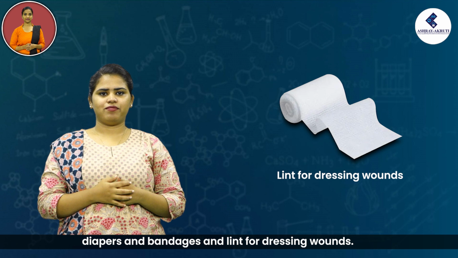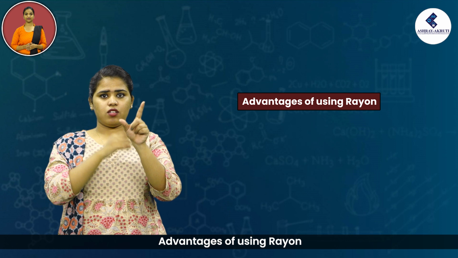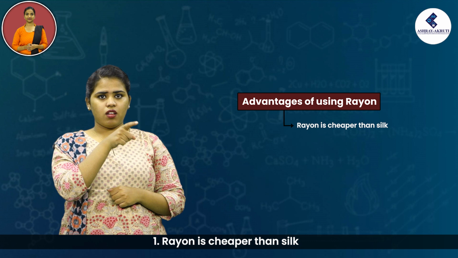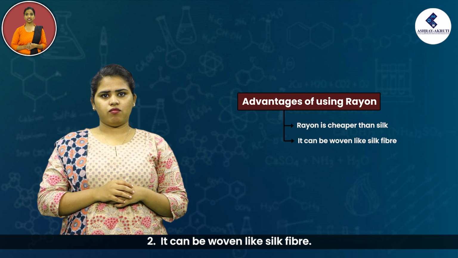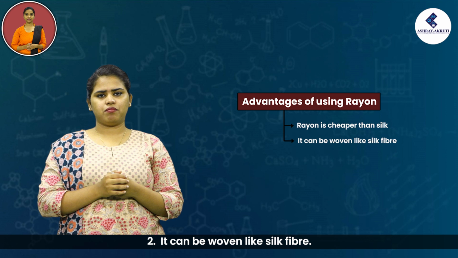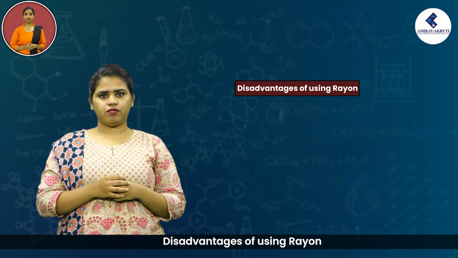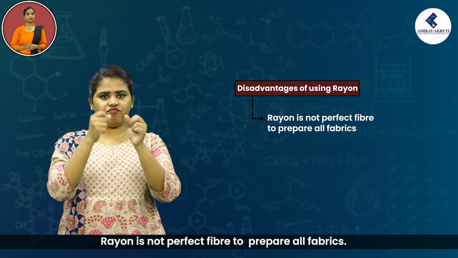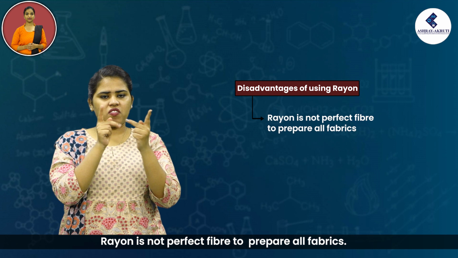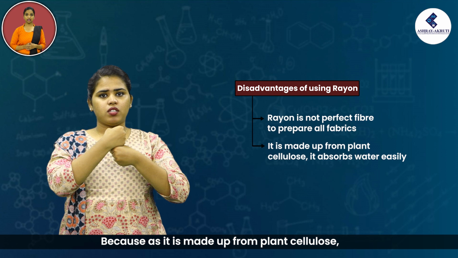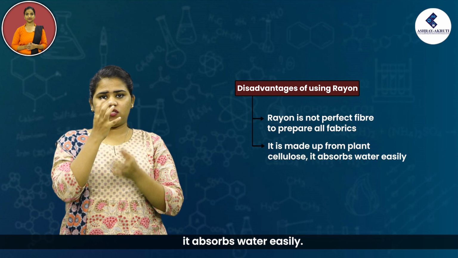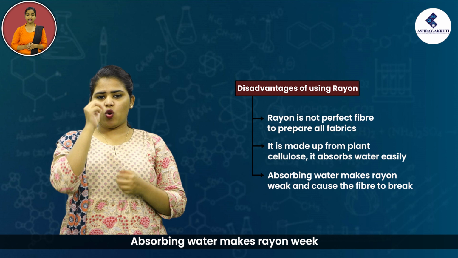Advantages of using rayon. Rayon is cheaper than silk. It can be woven like silk fiber. It can be dyed in a variety of colors. Disadvantages of using rayon. Rayon is not a perfect fiber to prepare all fabrics. Because it is made up from plant cellulose, it absorbs water easily. Absorbing water makes rayon weak and causes the fiber to break.